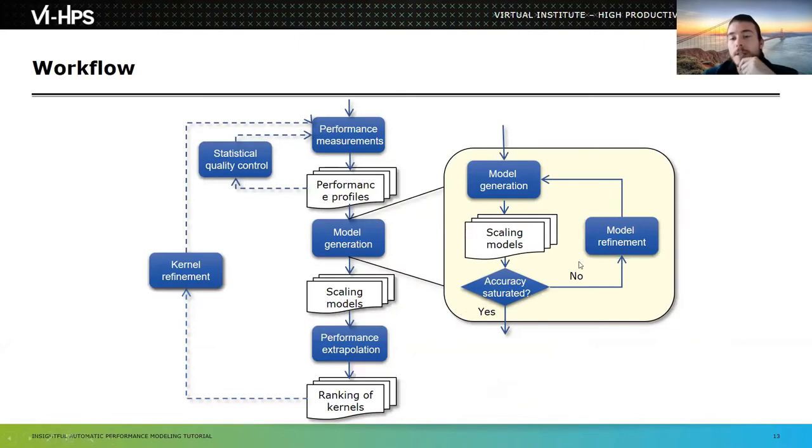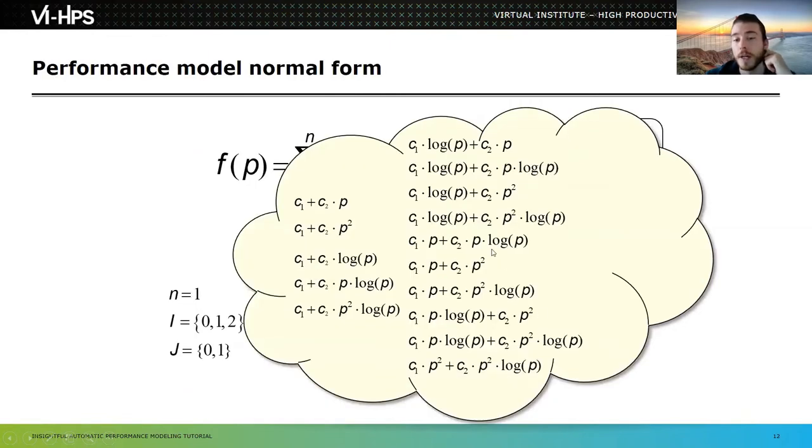And then, of course, we do some statistical quality control using the measurement points that we have, and determine how well our created models fit these measurement points. If we decide that the fit is good enough, we will use these scaling models to do further performance exploration. For example, we rank the kernels to identify scalability bottlenecks. If we are not satisfied with the accuracy, however, we can do further refinement and, for example, add more terms as shown here to get more out of our measurement data and try to find a function that fits the measurement points even better.